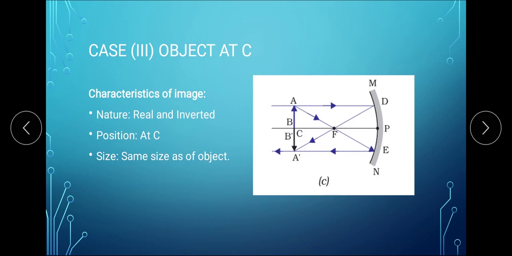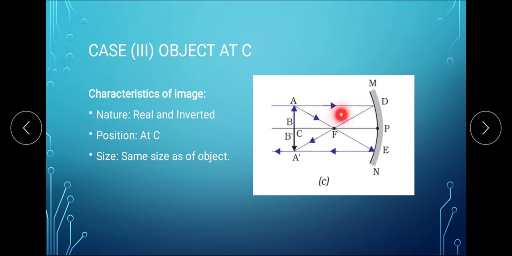Let's proceed to case 3 when the object is at center of curvature. When the object is at C, the first incident ray which is parallel to the principal axis will reflect and pass through principal focus. Right students, the second incident ray as you can see in the diagram is passing through principal focus and after reflection it will pass parallel to the principal axis.